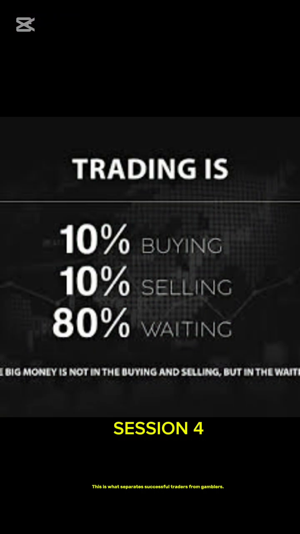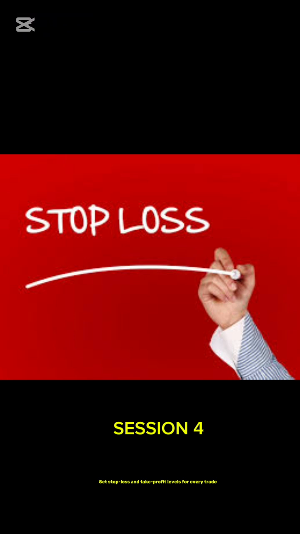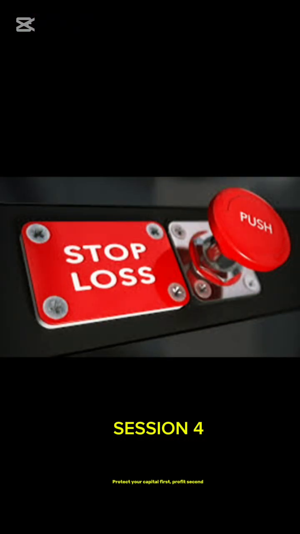Step 7. Master risk management. This is what separates successful traders from gamblers. Set stop-loss and take profit levels for every trade. Use proper position sizing and avoid over-trading. Protect your capital first, profit second. Even the best strategy fails without good risk management.